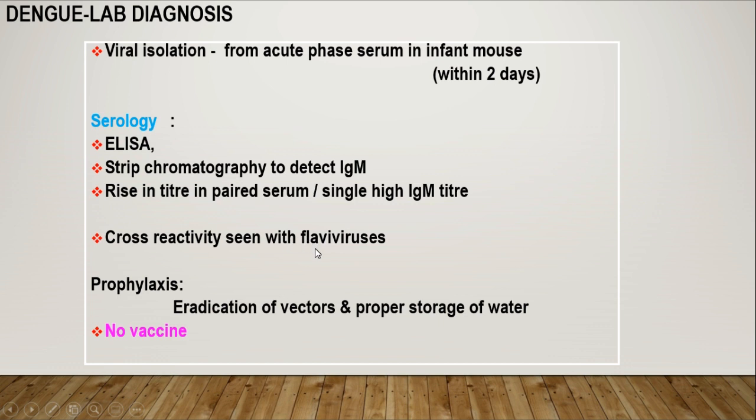Cross reactivity is seen with other flaviviruses. So people who have a dengue virus infection can also show yellow fever conditions or even Kyasanur forest disease, and at that stage the condition becomes really worse, and we have to take extreme care to bring the life of the person back to normal.